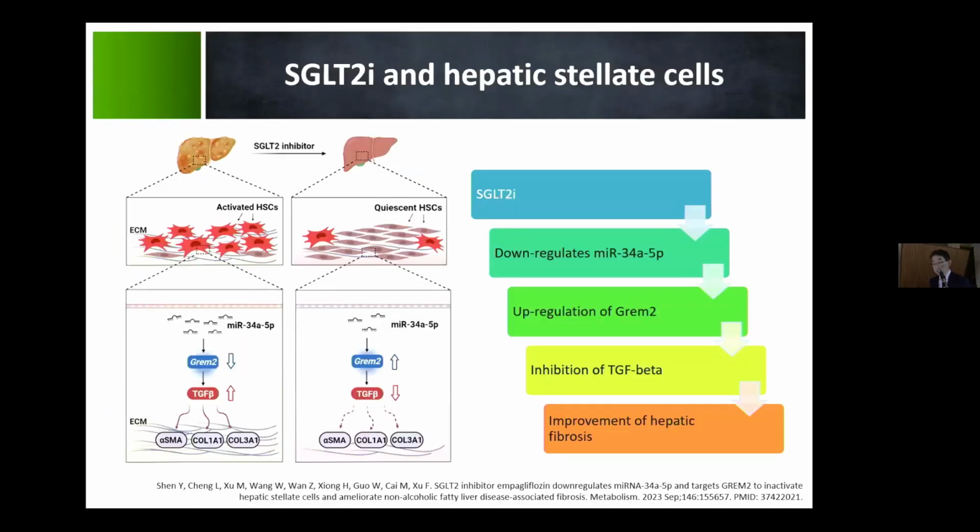As far as I searched the literature, I found an interesting study reporting the effects of SGLT2 inhibitor on hepatic stellate cells. The report by Shan et al. was published in Metabolism last year. They found that SGLT2 inhibitor directly affects the hepatic stellate cell and downregulates microRNA-34a-5p, which then upregulates Gjb2. That causes inhibition of TGF-beta and leads to the improvement of hepatic fibrosis. So these data indicate the direct effects of SGLT2 inhibitor on the hepatic stellate cell and hepatic fibrosis.